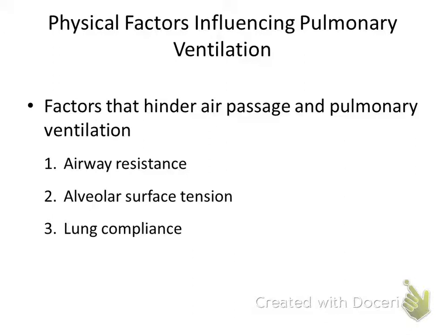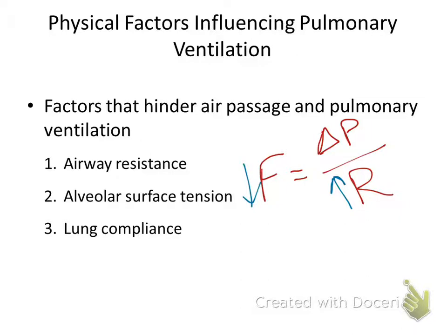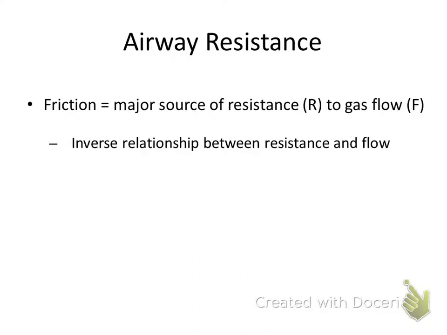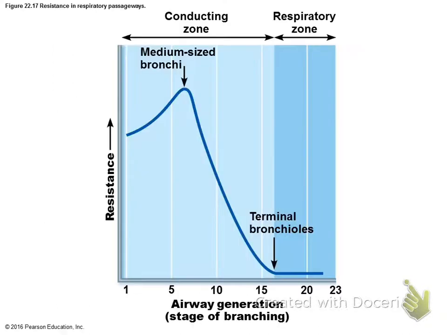So since we're seeing this term resistance again, you guys already know the relationship between flow and resistance. What was that equation? F equals delta P over resistance. All right, it equals the delta P, or the pressure gradient, over resistance. So if resistance goes up, what happens to flow? Goes down. Flow goes down, exactly, because they have an inverse relationship, right? Okay, so you already know that stuff.